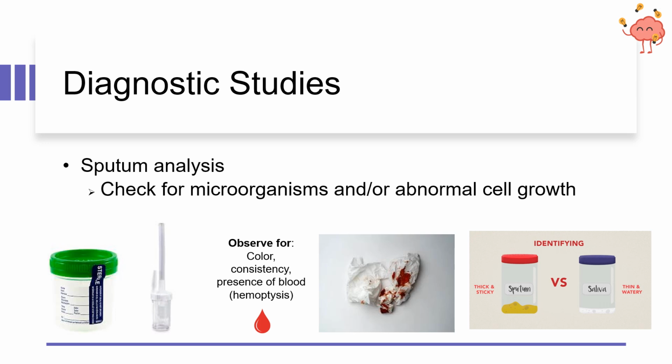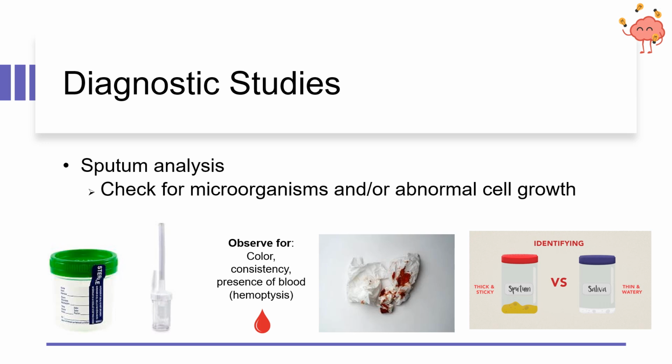More diagnostic studies related to the respiratory system. We have a sputum analysis. You guys are familiar with this. So if you have a patient that has a productive cough, or maybe you have a patient that has a tracheostomy that you're suctioning a lot of secretions out of, the doctor might order a sputum analysis. So this is something you want to maintain sterility.